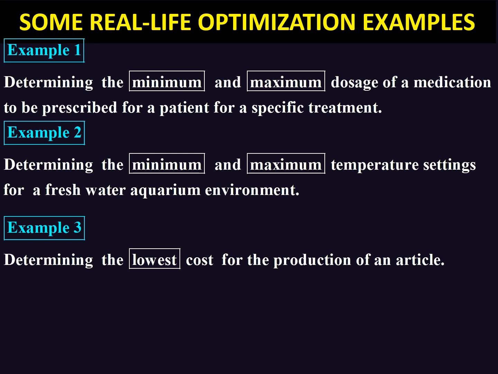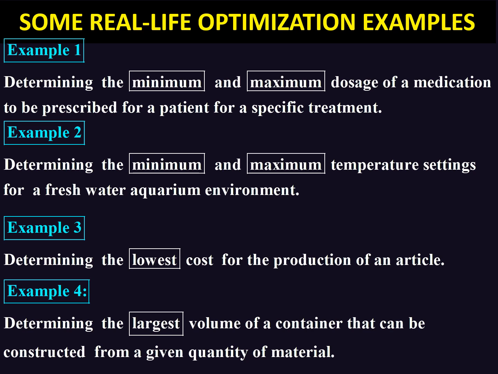We want to determine the lowest cost of production. If you make something, it costs you something. So you want to try to have as high a production as possible, but you want to keep your cost as low as possible. You see, here we use a different word. Instead of minimum, we use lowest or least.